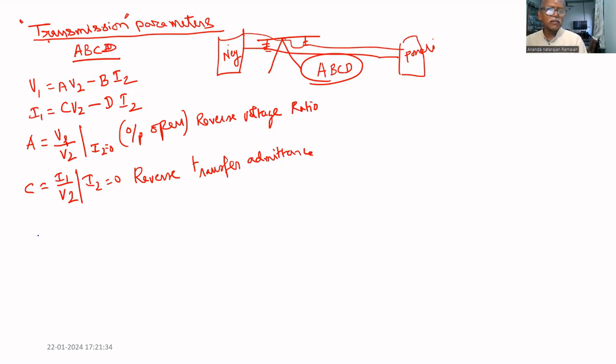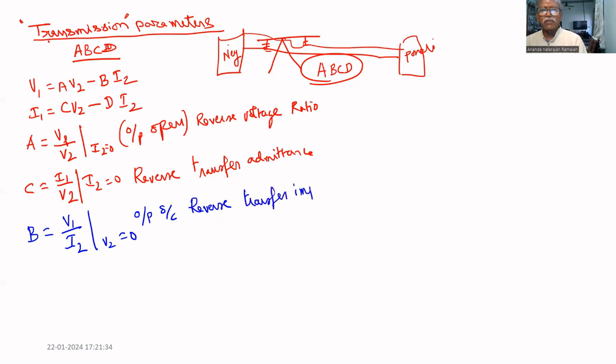Similarly, we can find B. B equal to V1 divided by I2, provided V2 equal to 0. V2 equal to 0 means output is short circuited. It is a ratio between input voltage and output current. That's why it is impedance, but reverse transfer impedance.